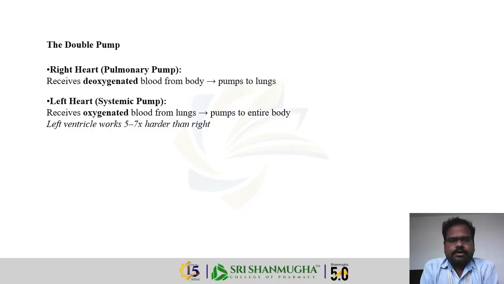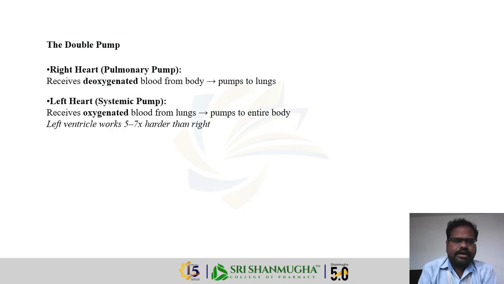Secondly, the double pump. What is the double pump? Generally, the pumping happens simultaneously, that is the right heart and the left heart. The right heart is primarily the pulmonary pump, where it receives deoxygenated blood from the body, and the deoxygenated blood is pumped from the heart to the lungs. The blood goes to the lungs, where it gets oxygenated. The oxygenated blood then returns back to the left heart. The left heart receives this oxygenated blood from the lungs and pumps it to the entire body. So this is the left heart.